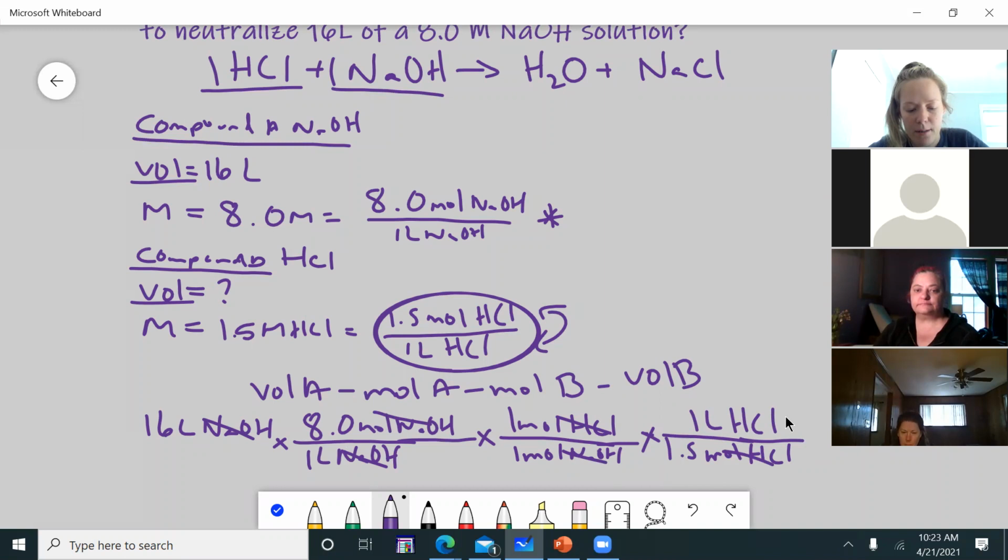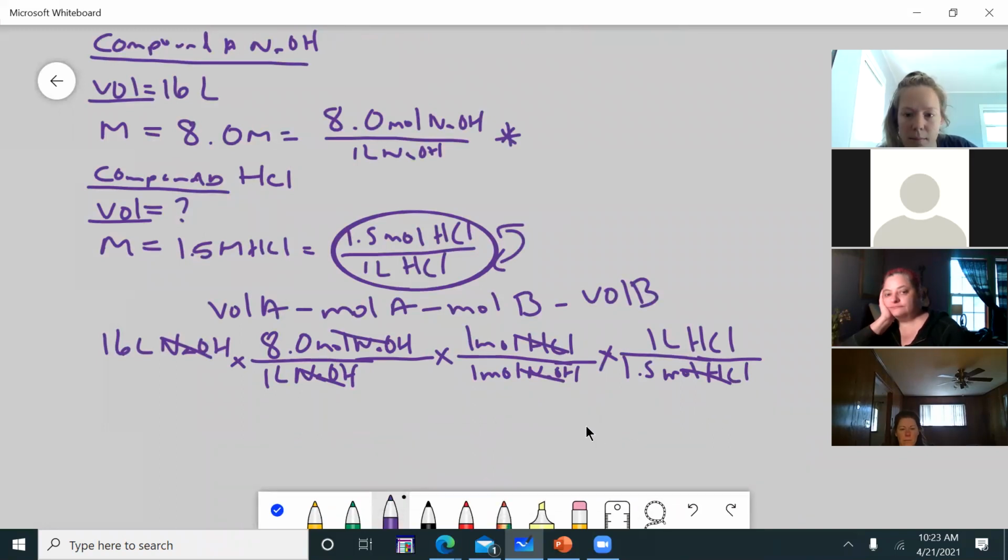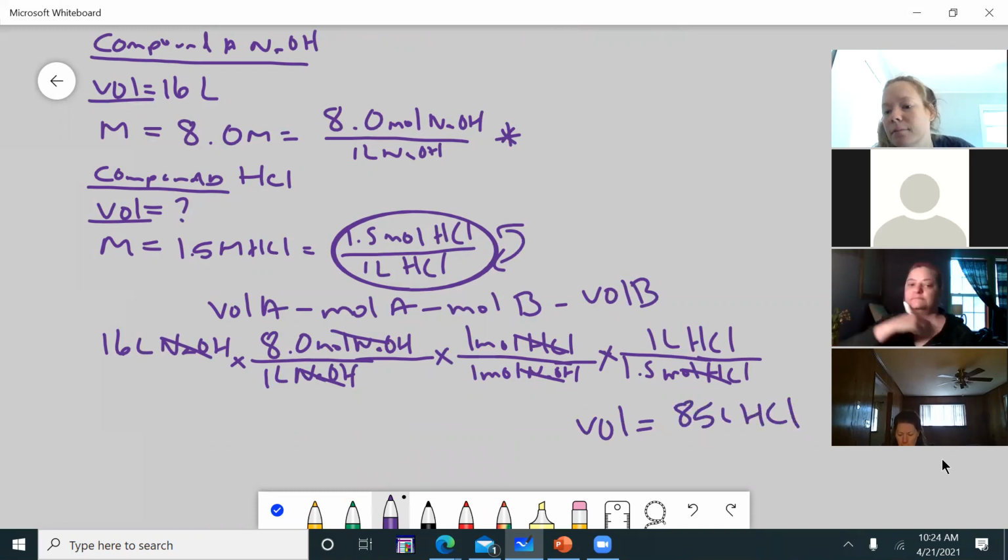So we take our 16 times 8, and really we just divide it by 1.5. And we get a pretty large number, which to me makes sense because this is a very high concentration and this is a relatively low concentration. So if I'm going to neutralize it, I'm going to need a lot of this to neutralize that. So I got a volume of 85 liters of HCl.